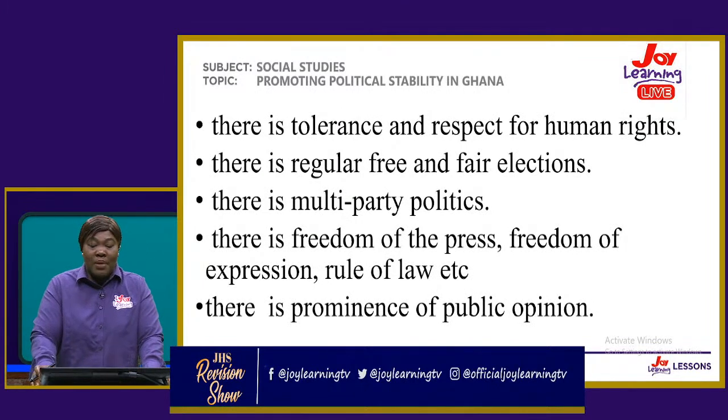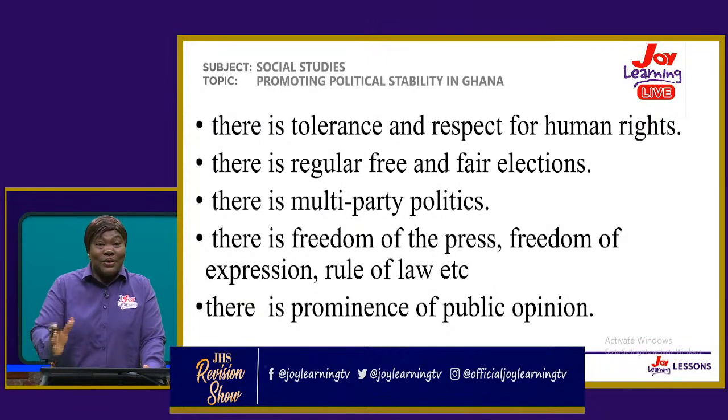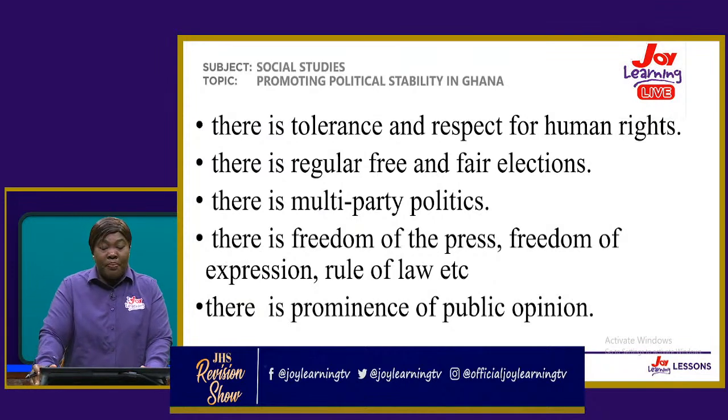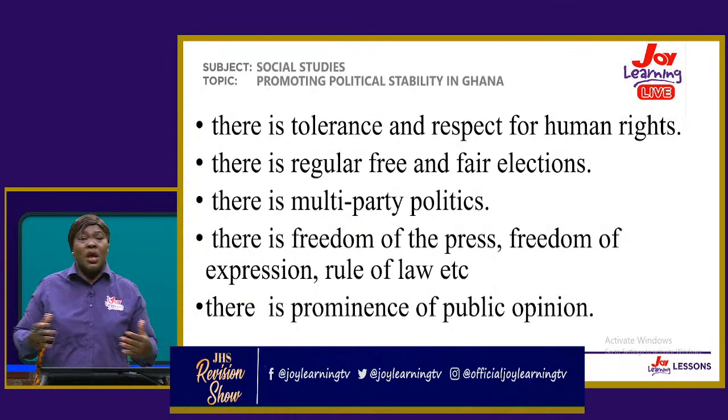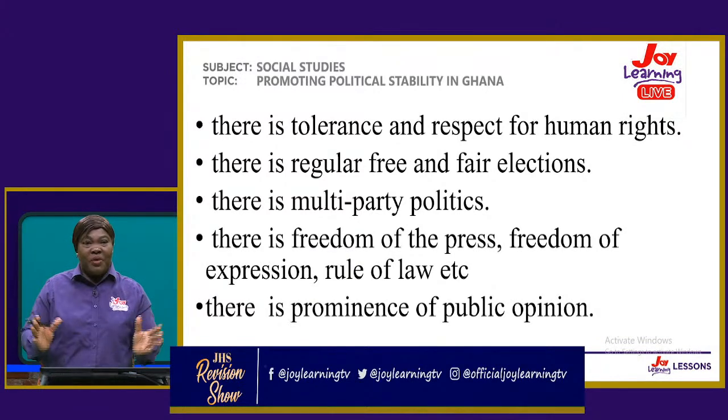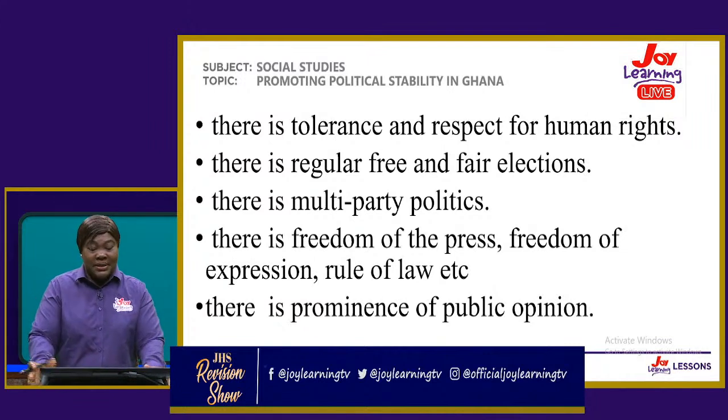Tolerance and respect for human rights. There is also regular and free and fair elections. So elections must be very free. When the ballot is counted and it's 1,000 for a particular party, it should be written as 1,000, but not 1,500. So there should be free and fair elections. There is multi-party politics. In democracy, we can have a lot of party politics. This party, that party, making up a group of people who will be able to represent the state when the elections are over.